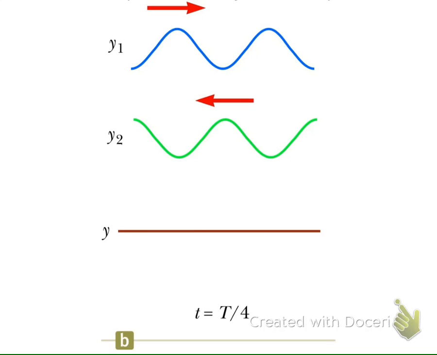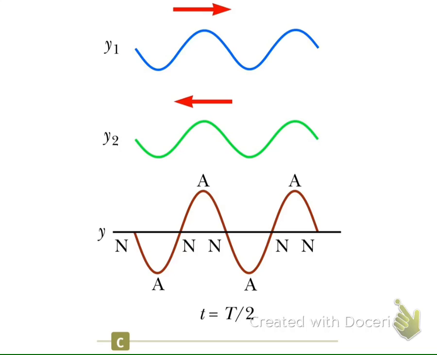And you can see that after that, when the blue wave moves away to this position and the green wave moves to this position, again these two waves are in phase. It means that the displacements from these two waves go in the same direction. So we will have the wave like this.